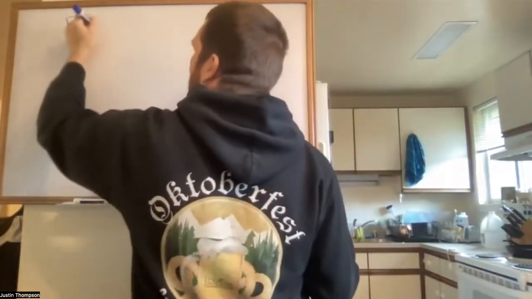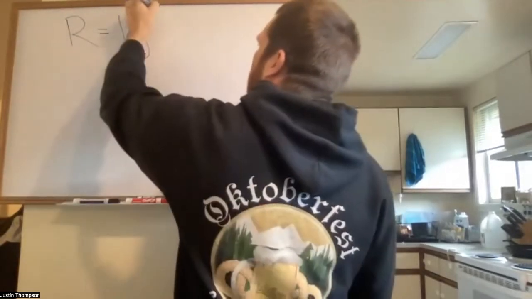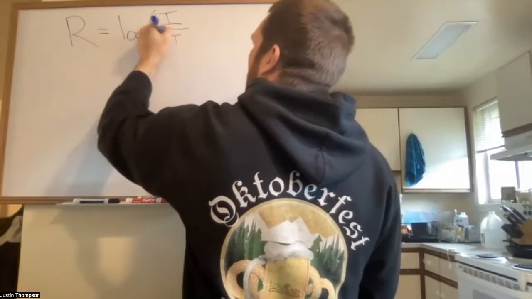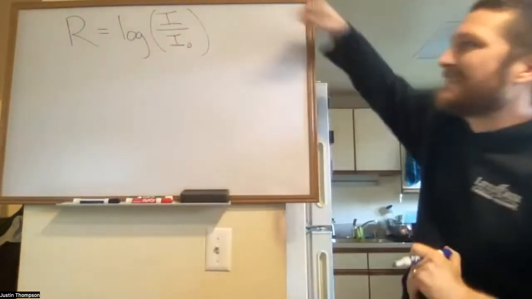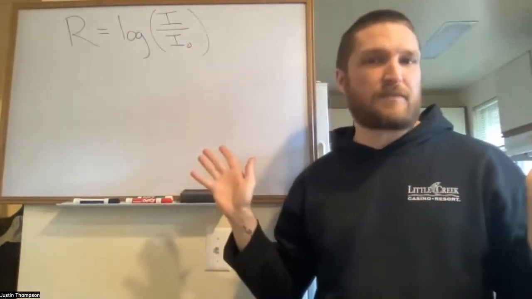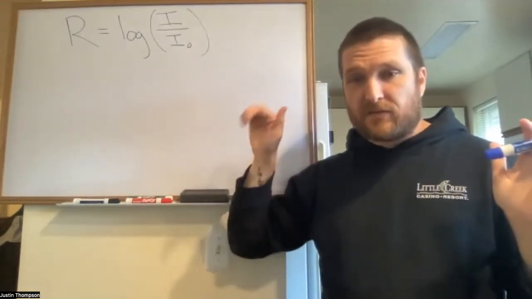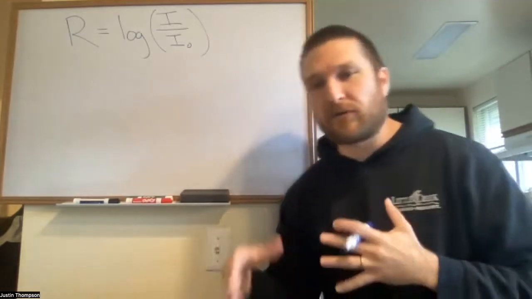So the Richter scale is defined as the log base 10 of the intensity of, so we're talking about the Richter scale. I'm assuming that you've heard this before. We're talking about an earthquake, right? And there's a measure of how intense that earthquake is.